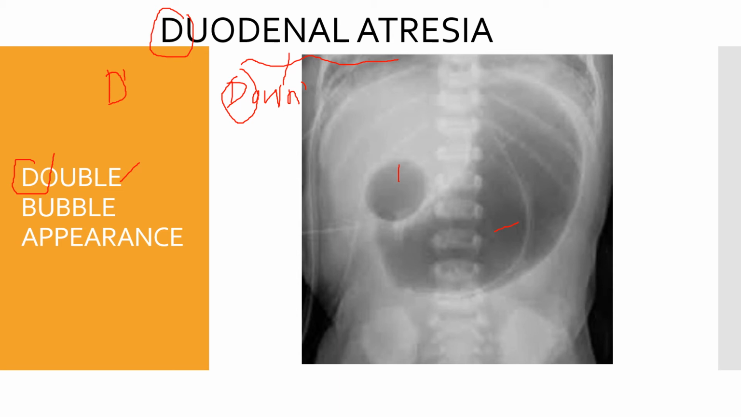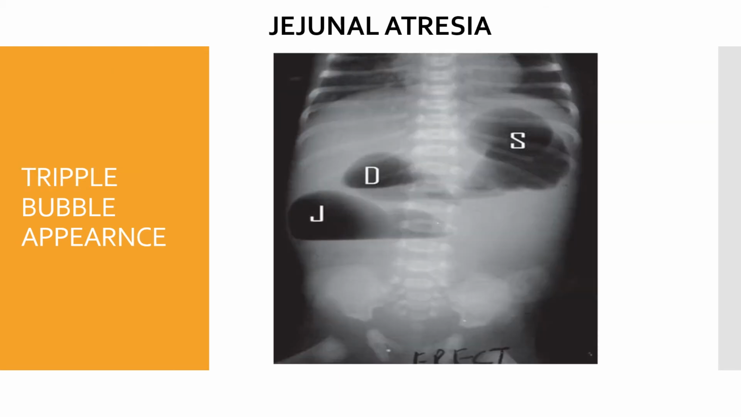Again, going to next slide. So next is jejunal atresia. That means the jejunum is not developed properly. So what happens is the baby will be having triple bubble appearance. Okay, that means there will be 3 bubbles, and these 3 bubbles denote one in stomach, the second one in duodenum, and the third one in proximal jejunum. Okay, that's why we call it triple bubble appearance. So that's about jejunal atresia.